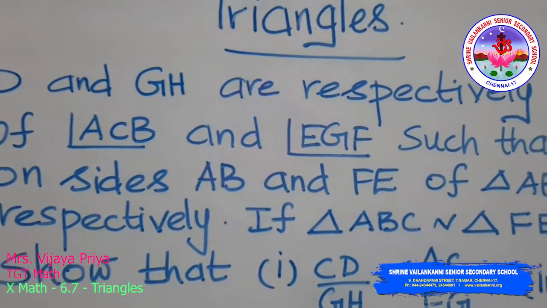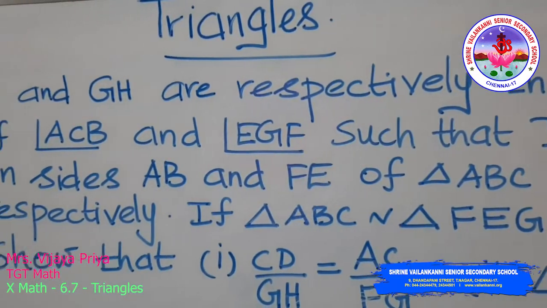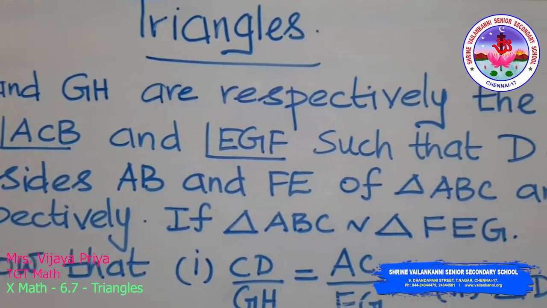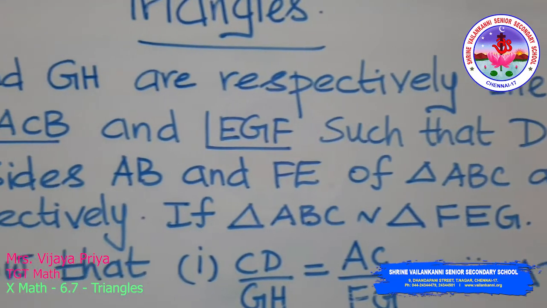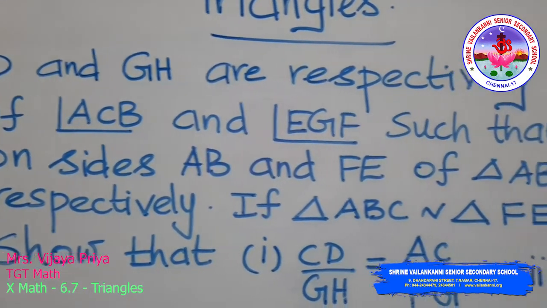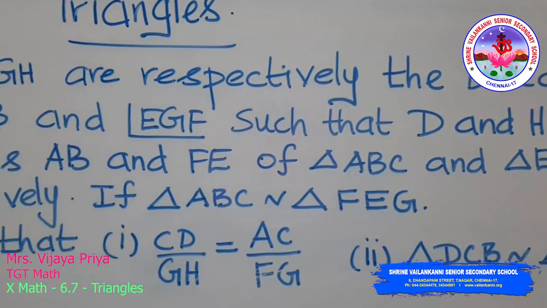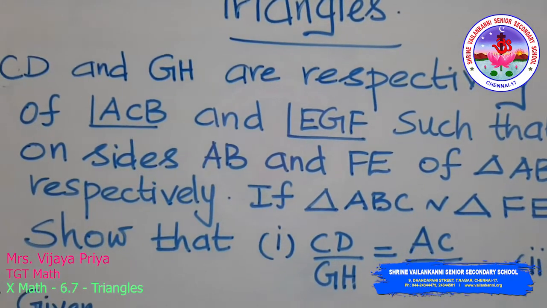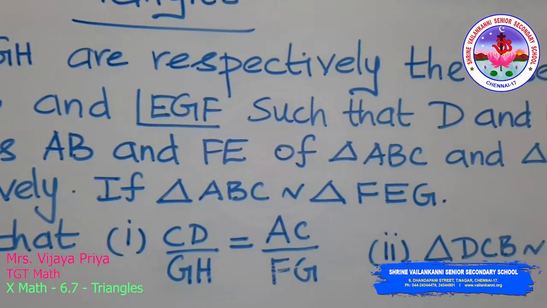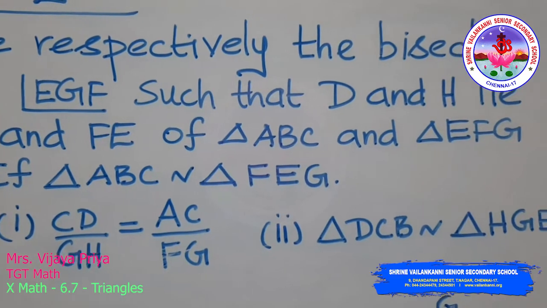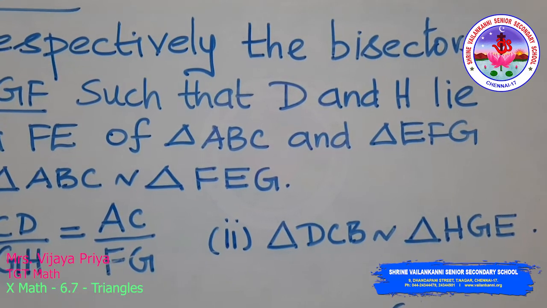CD and GH are respectively the bisectors of angle ACB and angle EGF such that D and H lie on sides AB and FE of triangle ABC and triangle EFG respectively. If triangle ABC is similar to triangle FEG, show that first, CD by GH is equal to AC by FG. Second, triangle DCB is similar to triangle HGE.